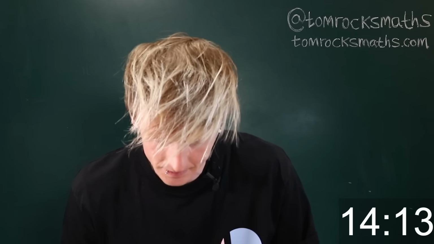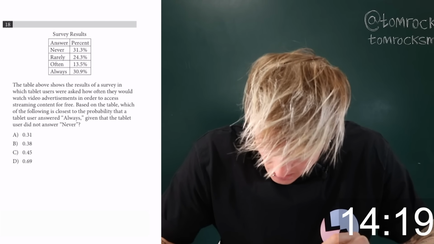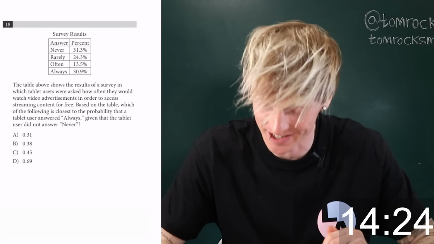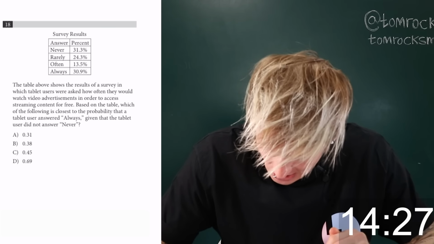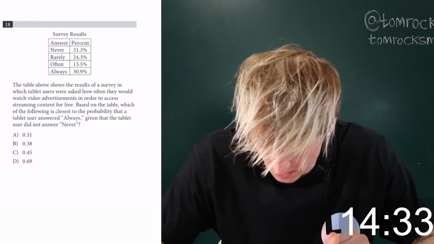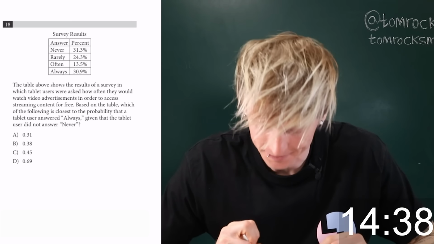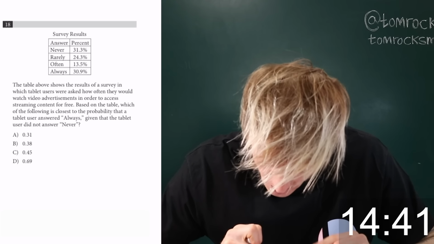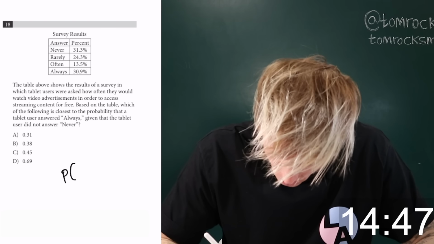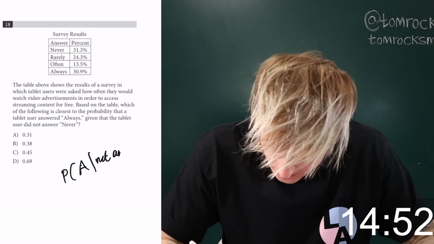Cool. Right, 18. Table shows results of a survey in which tablet users were asked how often they would watch video advertisements in order to access streaming content. This is very much a 2020s question. Based on the table, which of the following is closest to the probability that a tablet user answered always, given that the tablet user did not answer never? It's Bayes' theorem, I think.